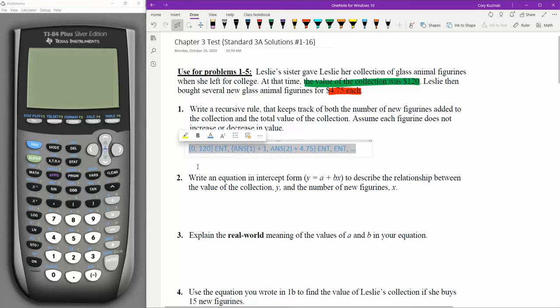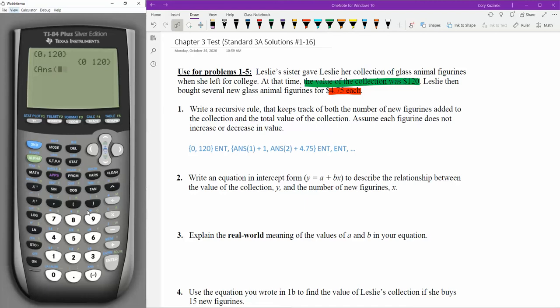So let's do that on the calculator right now. We'll hit the squiggly equal sign. It's called set or parentheses, called set notation. 120. Enter. And then we'll do it again, and we're going to say answer number 1 increase by 1, and comma, answer number 2 increase by 475. And when we hit enter, we'll see we now have one more figurine, and our value of our collection went up 475. At 2 additional figurines, our value of our collection went up $950.